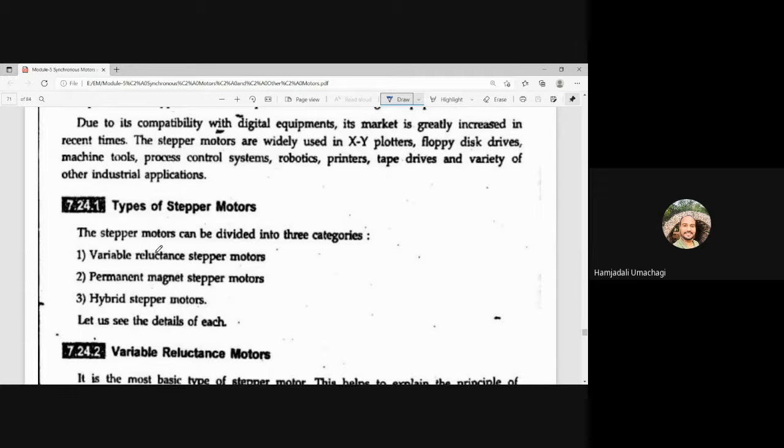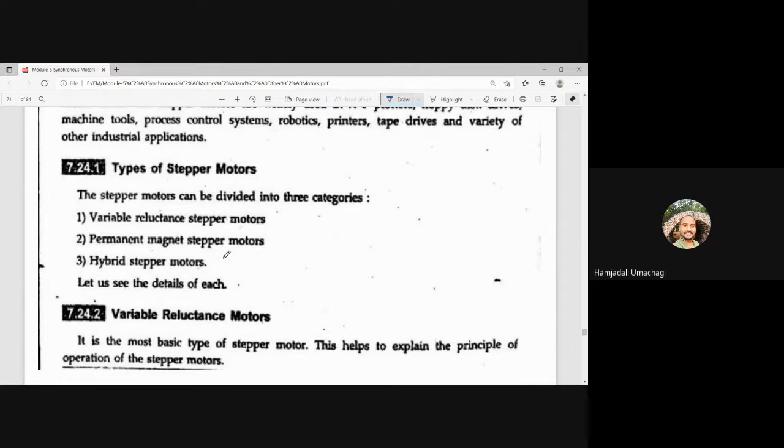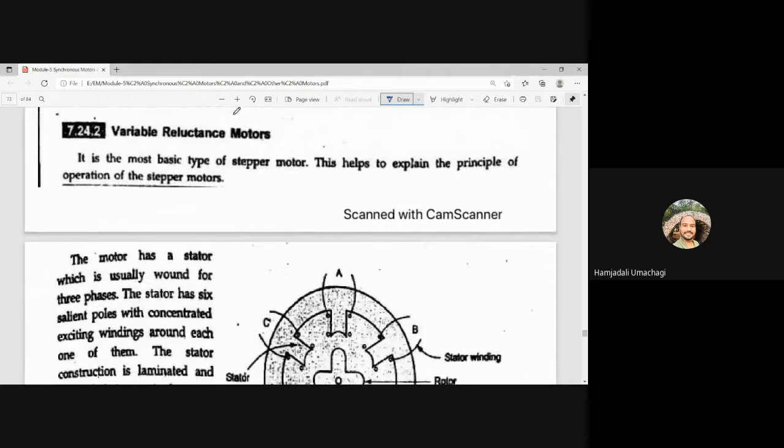So now let us discuss the first type of stepper motor in today's class, that is the variable reluctance stepper motor. Now let us see the detailed explanation for this. It is the most basic type of stepper motor. This helps to explain the principle of operation of stepper motor. Using this principle only we can explain the remaining two stepper motors also, that is permanent magnet and hybrid stepper motor.